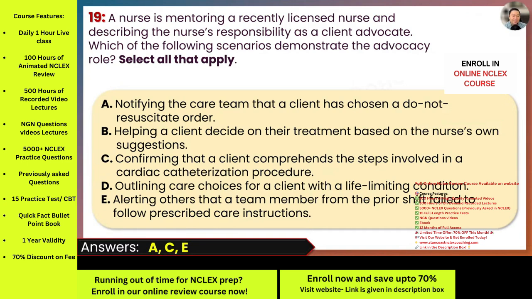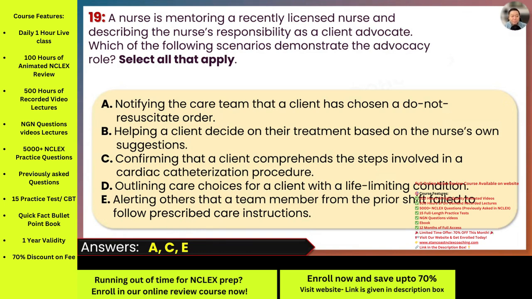Why letter A? It's because advocacy means making sure the healthcare team follows the client's choices. And if a client has decided a DNR order, the nurse must communicate this so their wishes are being honored. Without proper documentation, the client could receive CPR against their wishes in an emergency. So remember that advocacy ensures the client's voice is heard and their decisions are respected.